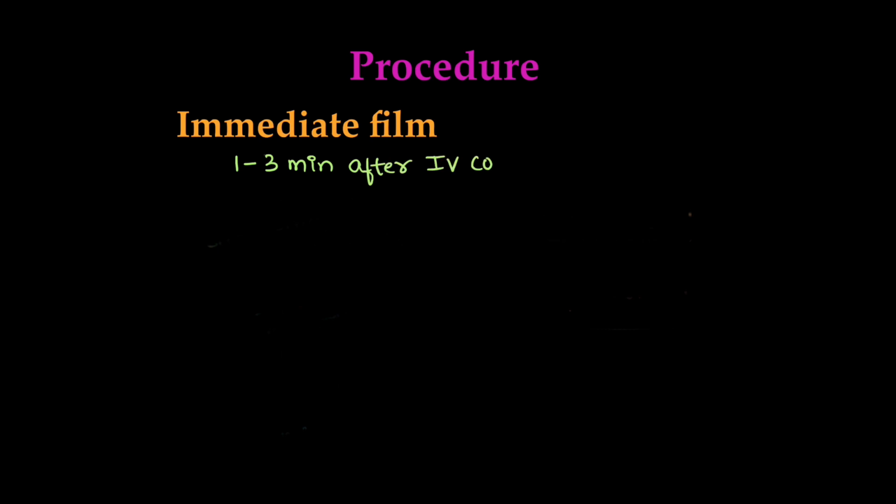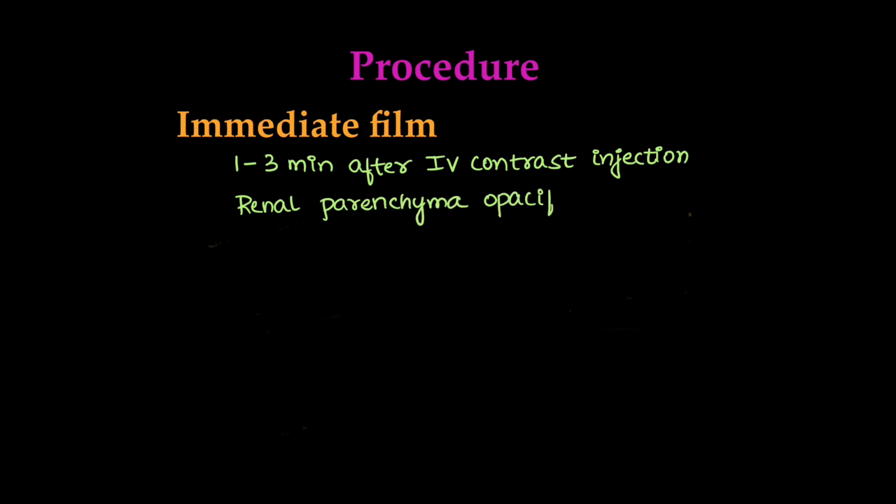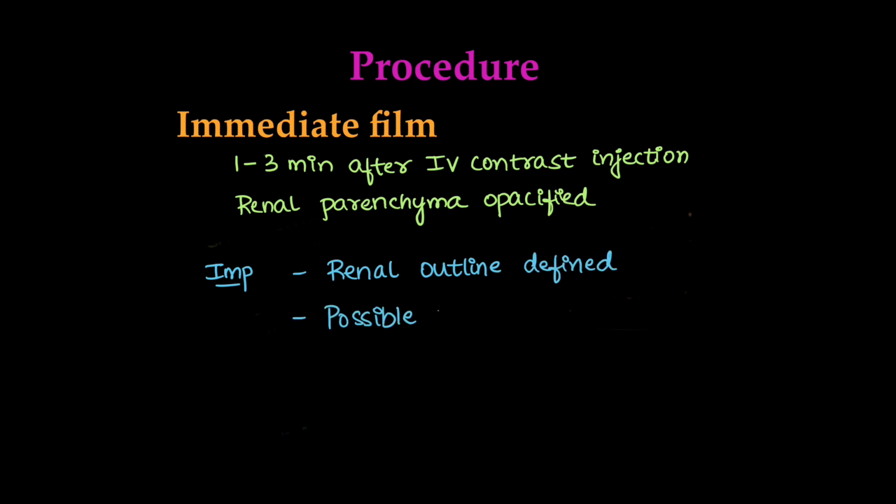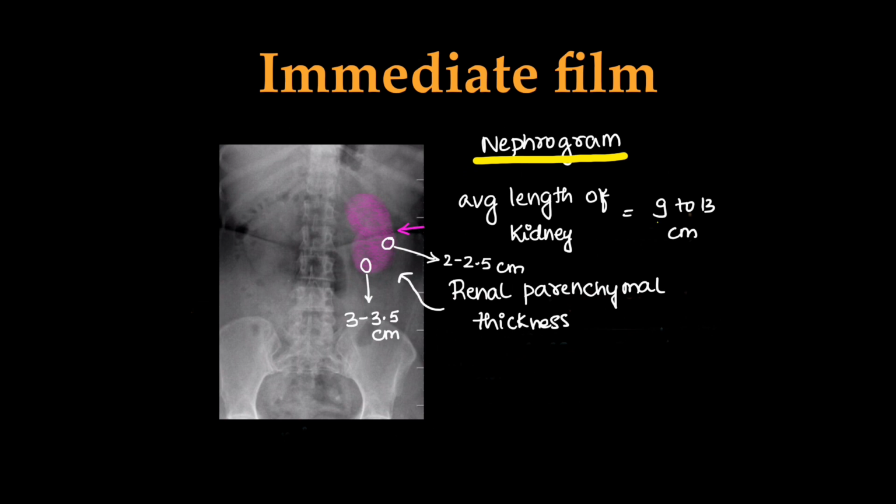Next, we take an immediate film 1 to 3 minutes after IV contrast injection. This will help us detect the renal parenchymal outline because the renal parenchyma is opacified. So we can also see if there is any possible neoplasm which causes outline distortion. This is how we can see the immediate film. It looks like a nephrogram.